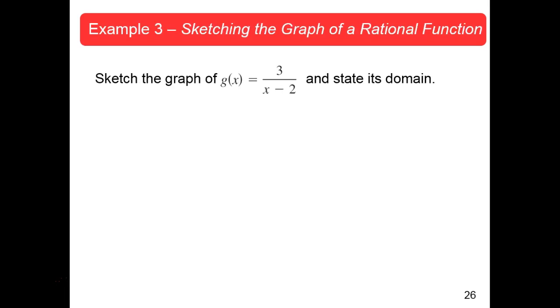So here's a pretty easy one. Sketch the graph of g of x equals 3 over x minus 2. State the domain. Frankly, I would state the domain first. I don't know why they say it the other way. What would be the domain of that? We always assume the domain's going to be all real numbers unless there's some problem. Is there a problem?